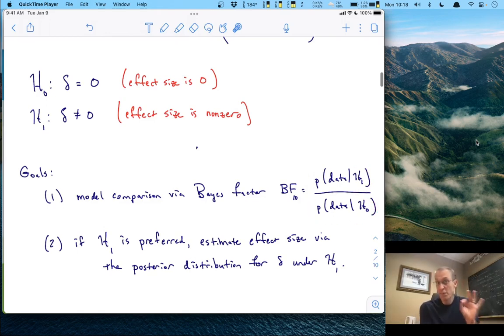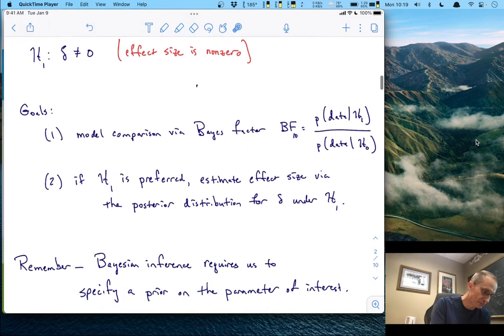And then, if the alternative is preferred, that is, if the effect size is not equal to 0, then we can estimate what that effect size is using the posterior distribution for our quantity delta under the alternative hypothesis.